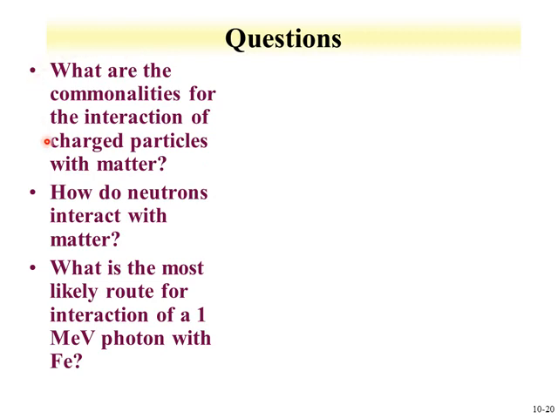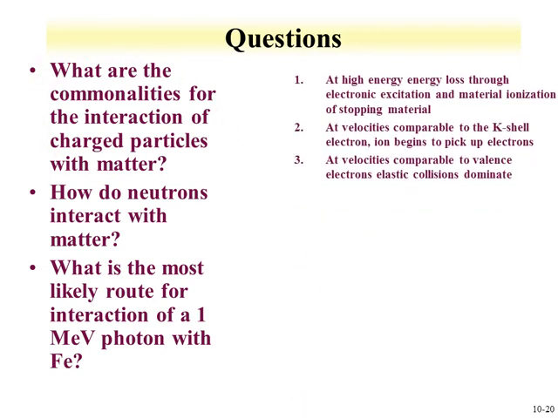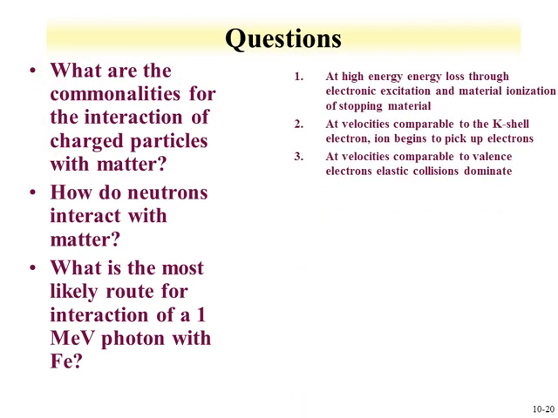What are the commonalities of interactions of charged particles with matter? At high energy, the loss is primarily through electronic excitation and material ionization. At velocities where they're slower and comparable to the K shell electron, ions begin to pick up electrons. So if you have a charged particle going through a material, it starts to pick up electrons as it slows down. And at velocities comparable to the valence electrons, elastic collisions dominate.